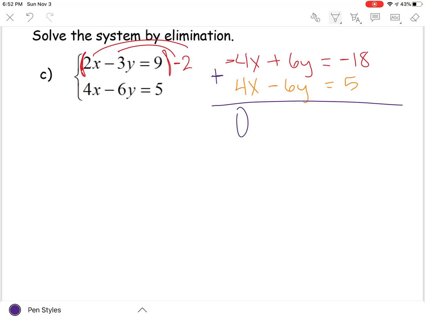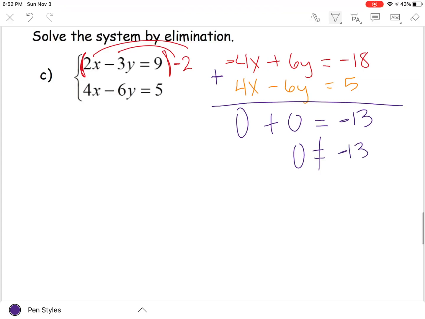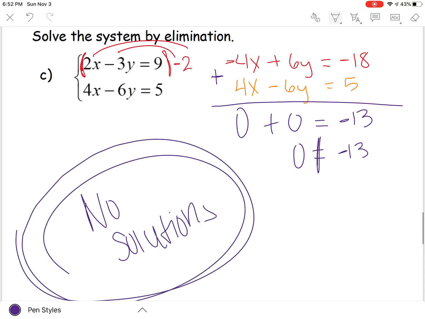Negative 4x plus 4x is 0. 6y minus 6y is also 0. And negative 18 plus 5 is negative 13. Well, we have 0 equals negative 13. That is not true, and anytime we get something that's not true, that tells us we have no solution. So this is what no solutions would look like when we are solving by elimination.